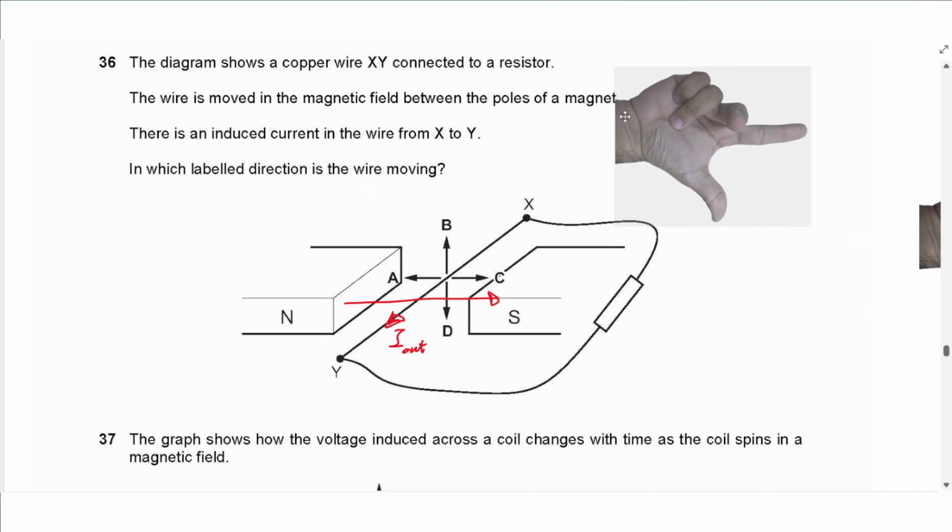So using the right hand rule for electromagnetic induction, if the field is to the right, the index finger pointing to the right, and the current is out of the page, the middle finger pointing out of the page, the thumb will be pointing downwards. Make sure you are using your right hand, not your left hand. So the choice here is D.